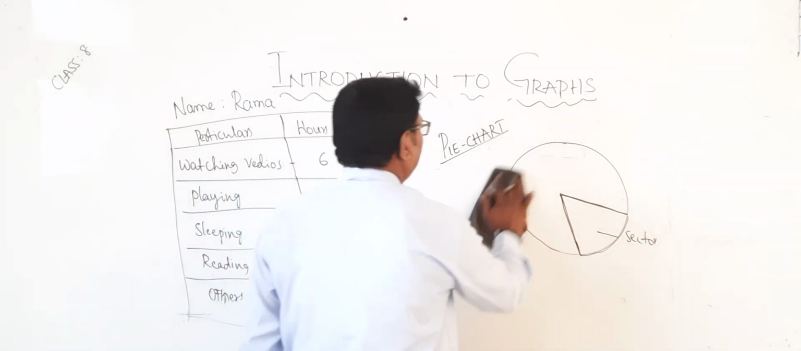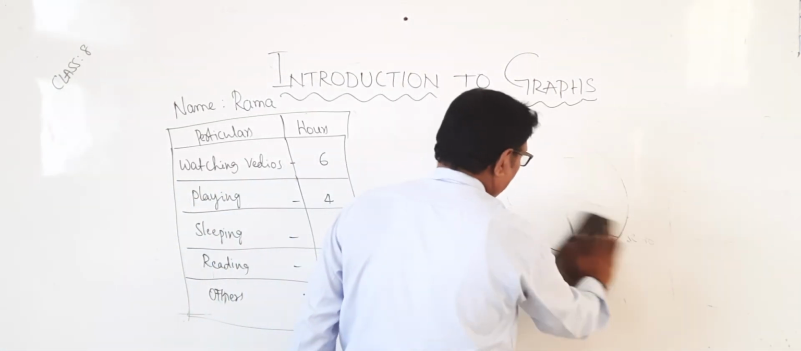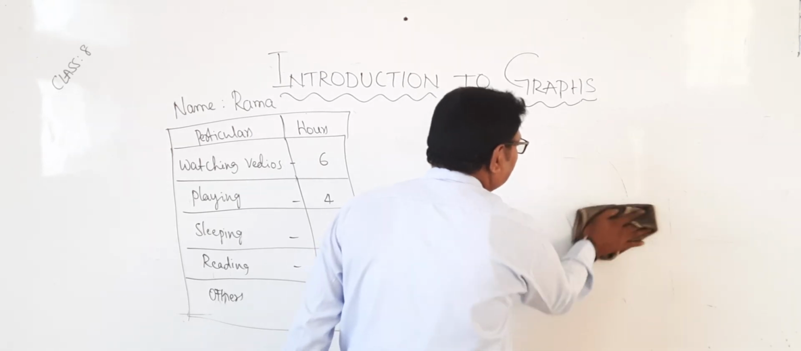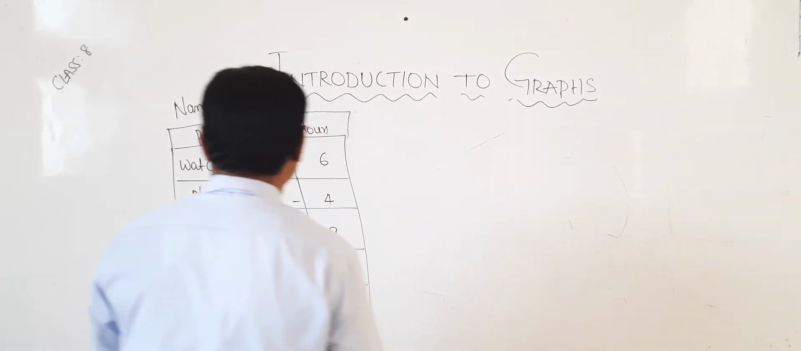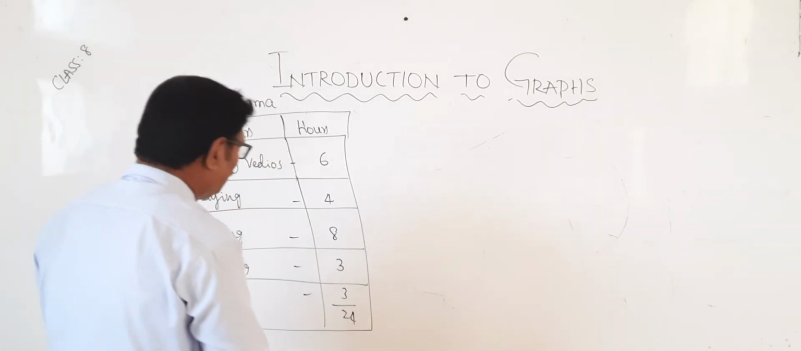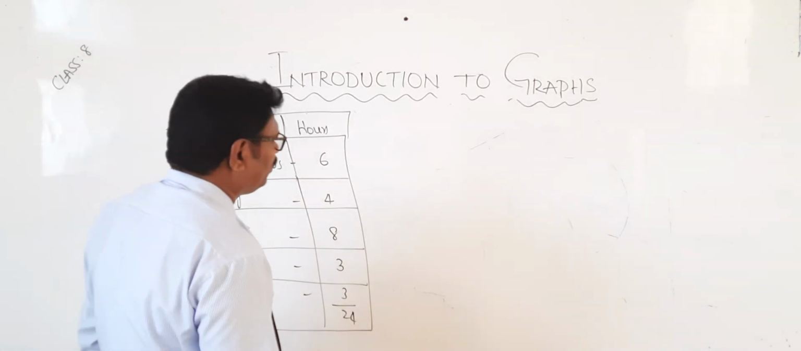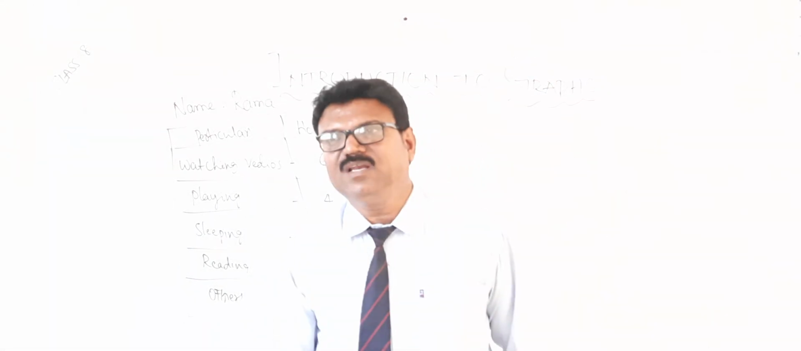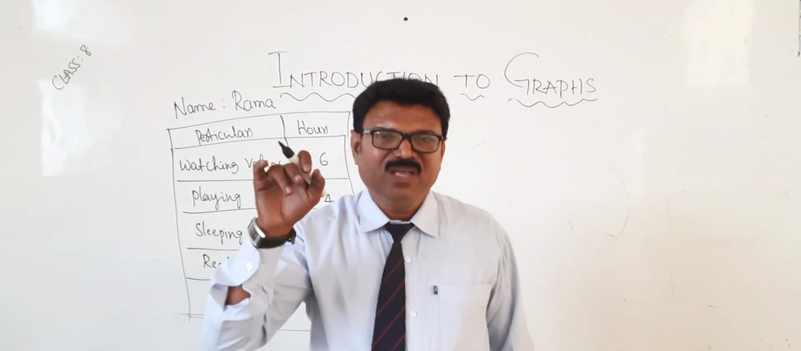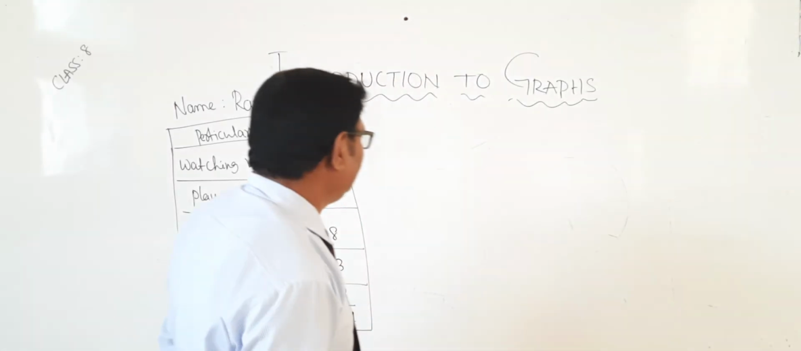Now very, very simple. How to start this? Because this is also one of the graphical representations. Now how to do this? Very simple. First you find the total. How much is it? 24. Yes. What is the sum of the angles at the center of a circle? Who will tell? It is 360. Okay?